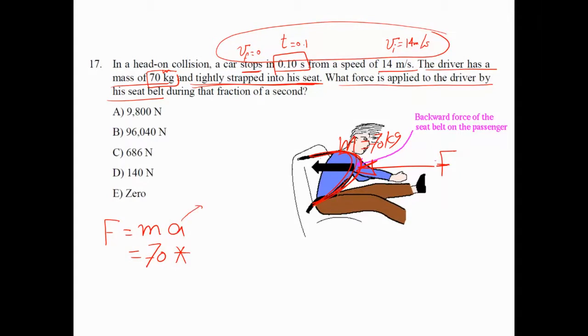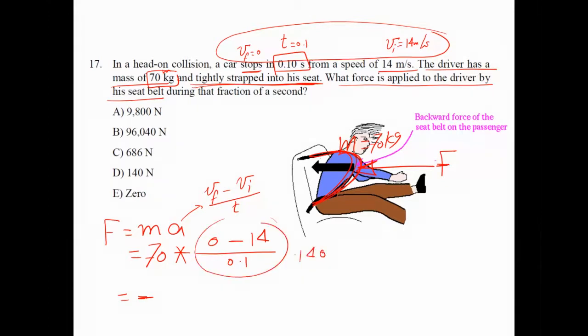So the acceleration here equals what? V final minus V initial over time. V final is 0, V initial is 14, divided by the time, 0.1. So the total here is negative 14 over 0.1, that's 140. Of course, negative. And what's the meaning of negative acceleration here?